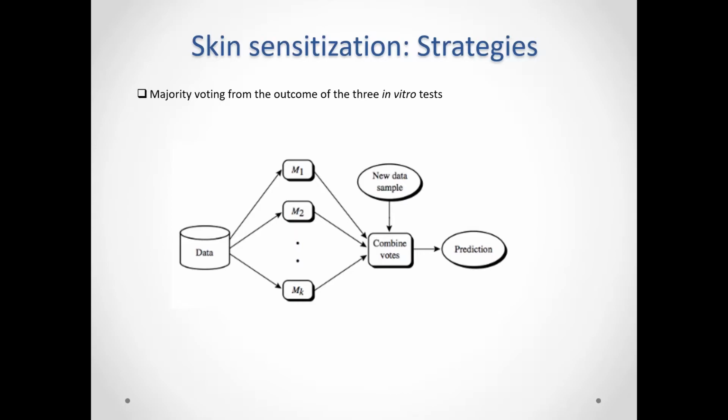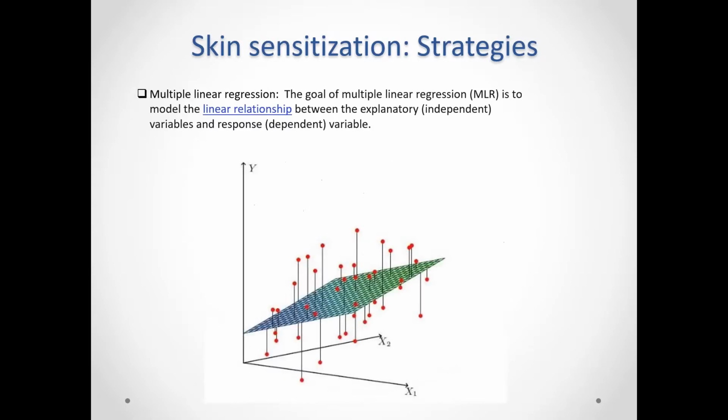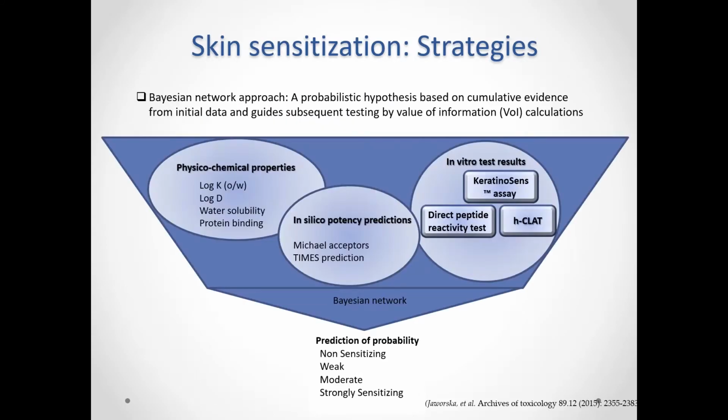They are targeting different parts of the AOP, as I showed. So we can either go for majority voting from the outcome of the 3 assays and then just decide whether something is sensitized or not. We can implement a multiple linear regression model. The goal is to see the relationship between dependent and independent variables. And the third one, which is more developed within our company, is the Bayesian network approach.